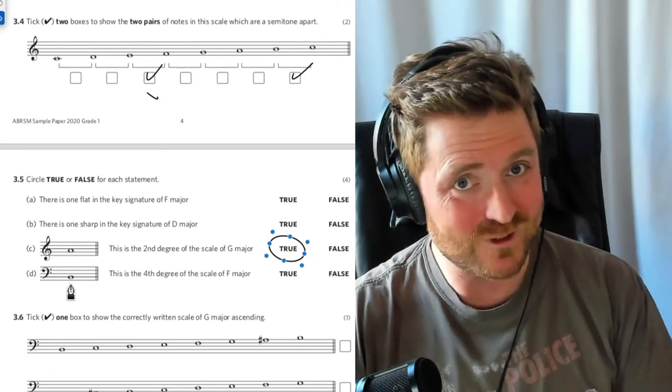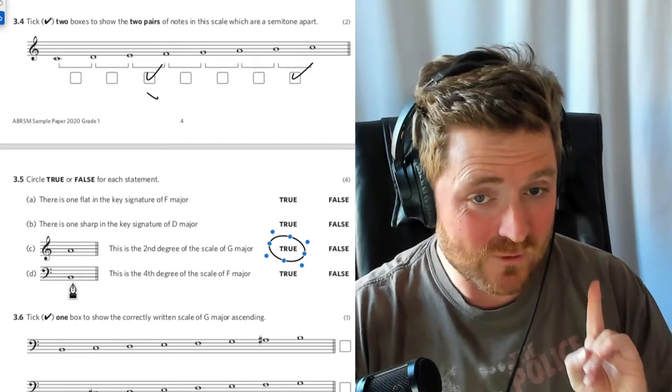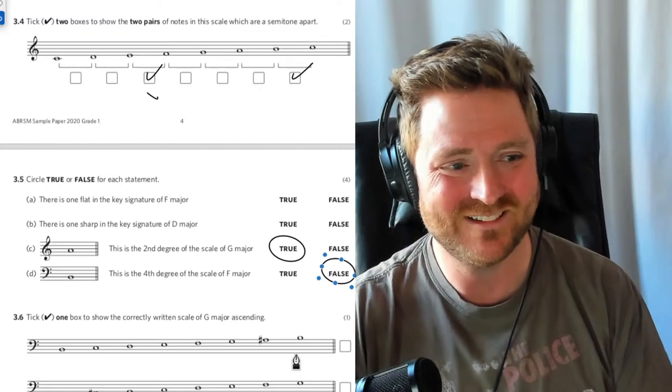This is not the fourth degree of the scale of F major, okay? It's not. If it was, it would be a B flat. It's a B, okay? So this one is false.